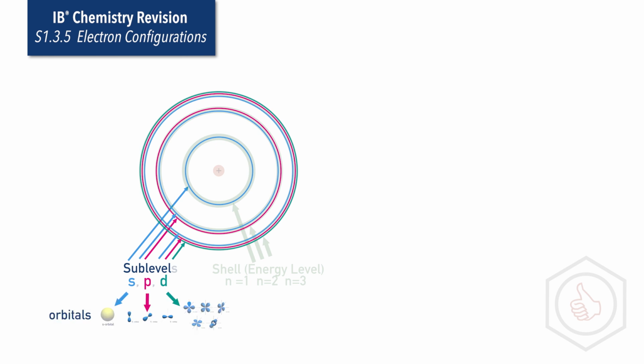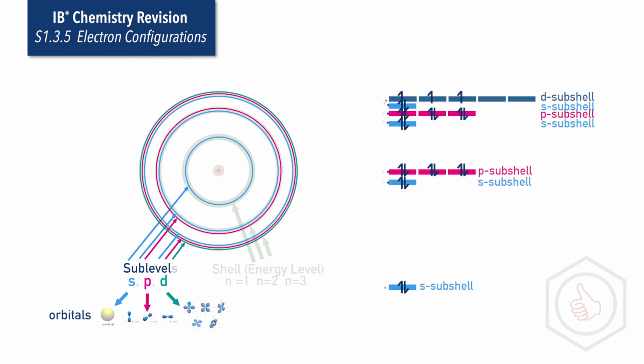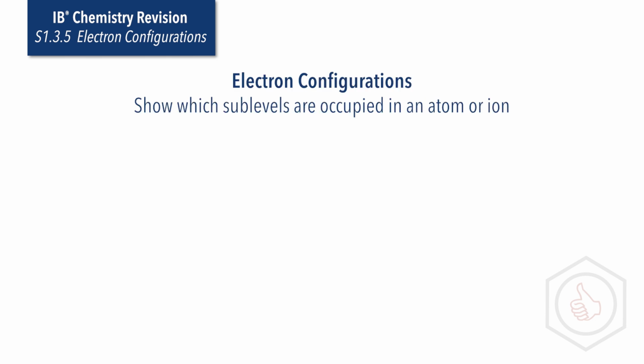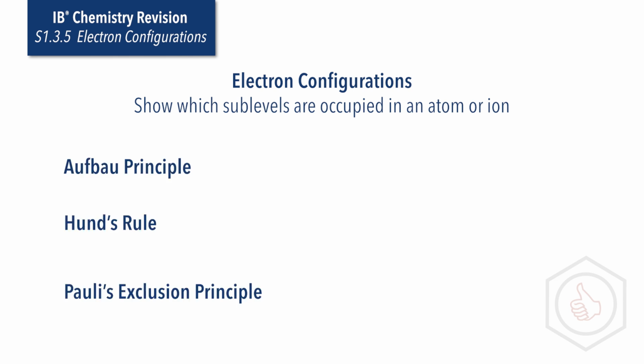An orbital holds up to 2 electrons and they must have opposite spins, shown as arrows pointing in opposite directions. Electron configurations are used to show which orbitals are occupied in a given atom or ion, and how many electrons are in each. There are 3 key rules that we use for assigning electron configurations: the Aufbau principle, Hund's rule, and the Pauli exclusion principle.